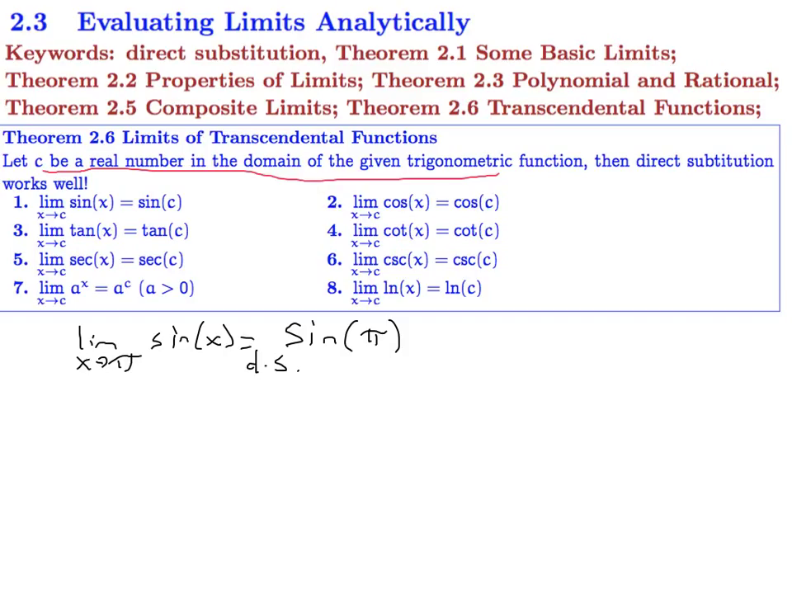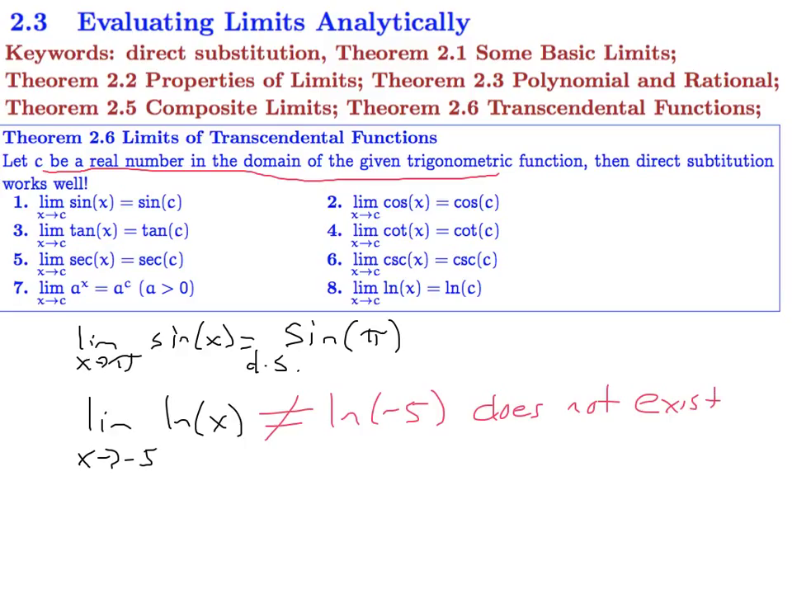We do have to be a little bit careful though. If we want to take the limit as x approaches negative 5 of the natural log of x, this is not going to be equal to the natural log of negative 5 because the natural log of negative 5 does not exist. Remember that the domain of natural log is only going to be from 0 to infinity, so we can't put negative numbers in.